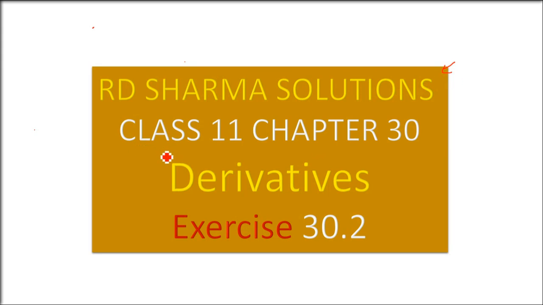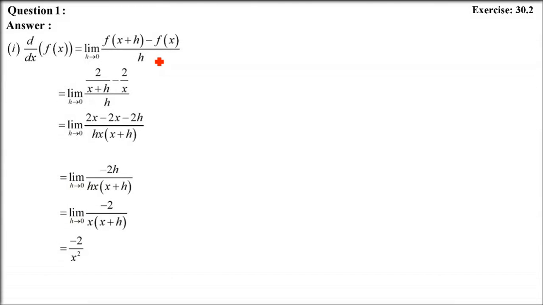This is R.D. Sharma solution, class 11, chapter 30, derivative exercises 30.2. We have to differentiate each of the following by first principle. So the first question, first part, there are different parts. f(x) is 2 by x. How to do this? We'll use first principle.